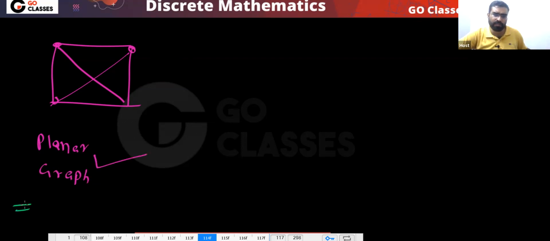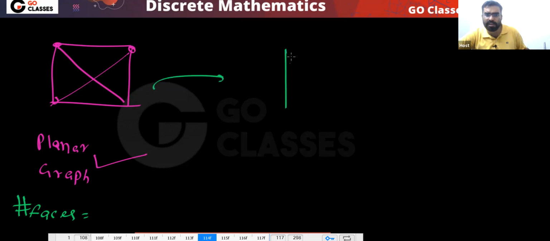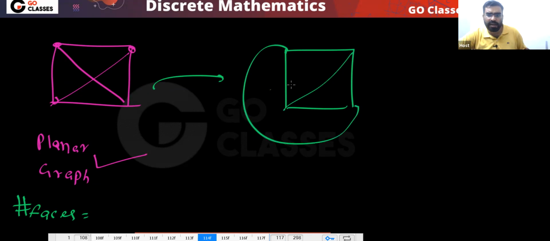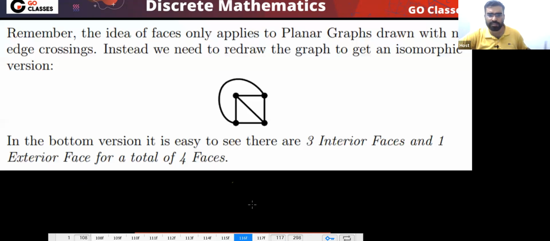But if you want to find the number of faces, if I ask you what is the number of faces, then don't do it like this. First you create the planar representation, and then you find the number of faces. So the number of faces will be 4. This is how you do it. Okay, let's move on.